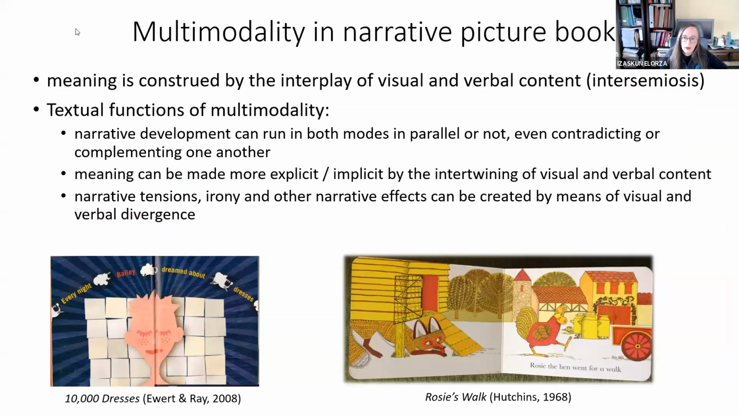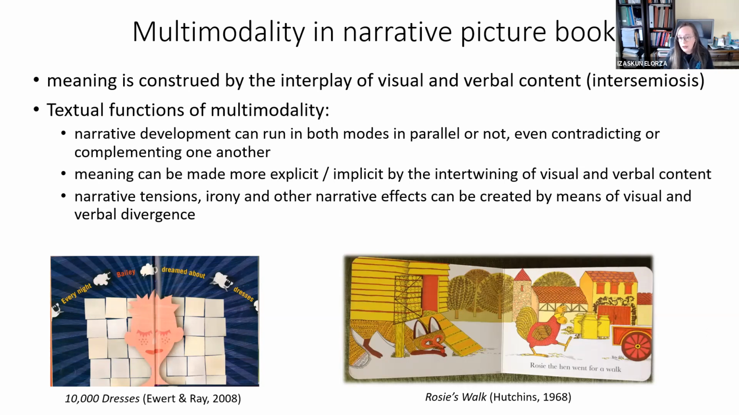What happens with picture books is that a meaning is construed by combining visual and verbal contributions. So it's an intersymbiosis procedure, if you want to, or production. So the multimodality has certain textual functions which are different from illustrated books. So what we have is that the development of the narration runs in both modes in parallel, maybe not.